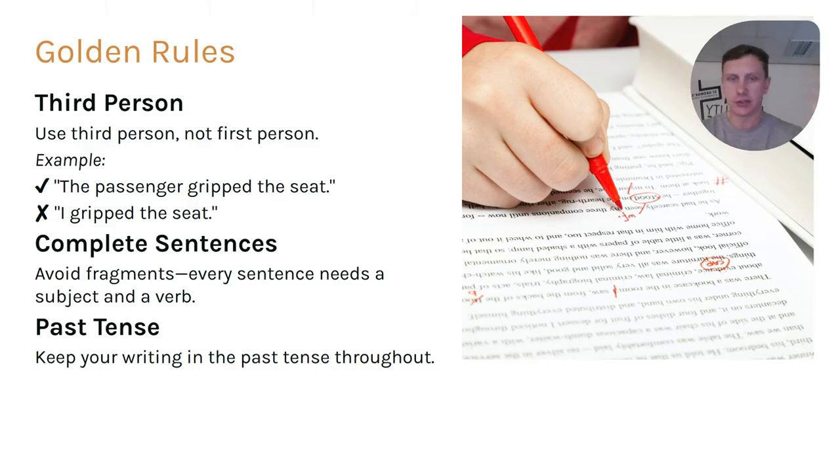Obviously, complete sentences, avoiding fragments, unless we are controlling, say, single word sentences where it's very clearly intentional and designed to produce some sort of effect. And then also writing in the past tense. Again, easier to manage if we are consistently in the past tense, and it can become a little bit tiresome to read something written entirely in the present.